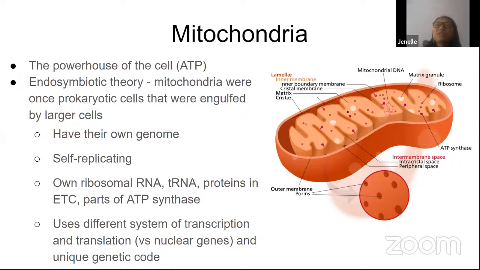However, just a note: although they have this ability to create their own RNA and do their transcription and translation on their own, most of the processes are still done by the nuclear genes because it's more cost effective for the cell to do it that way.